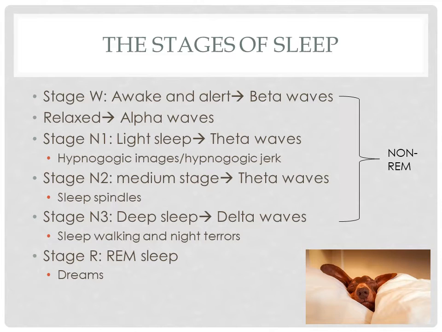Stage N3, we have finally entered deep sleep, so we're going to be emitting delta waves. This is when sleepwalking and night terrors can occur. And then once we are in deep sleep, we have the possibility to go into REM sleep, stage R, and this is where like 90% of your dreams can occur. So the longer you are asleep, the longer your REM stage is going to be.